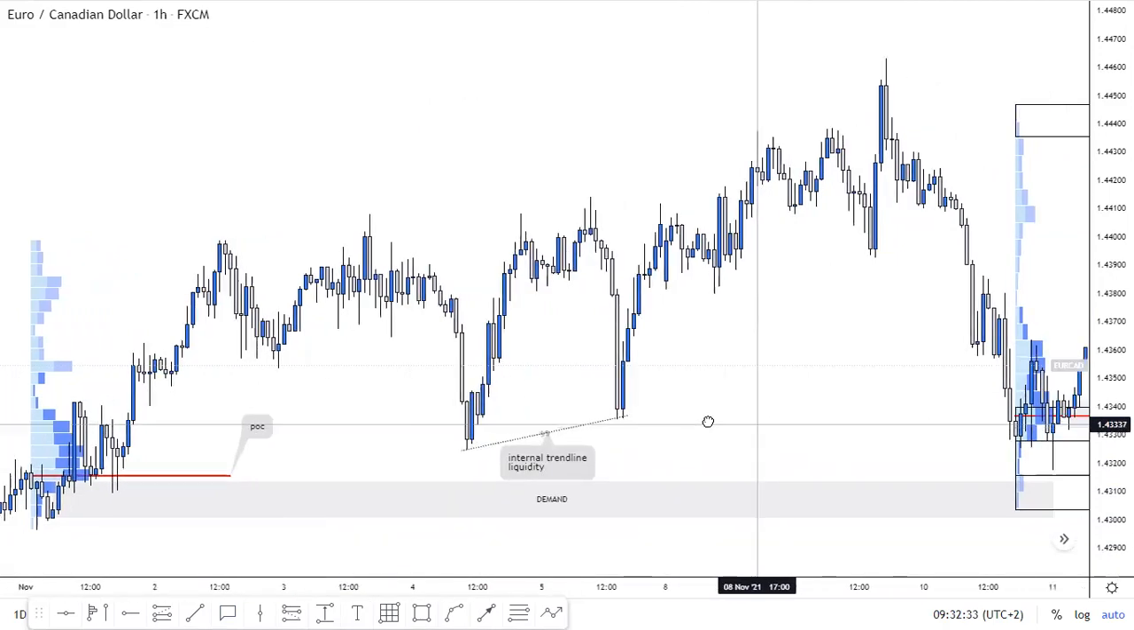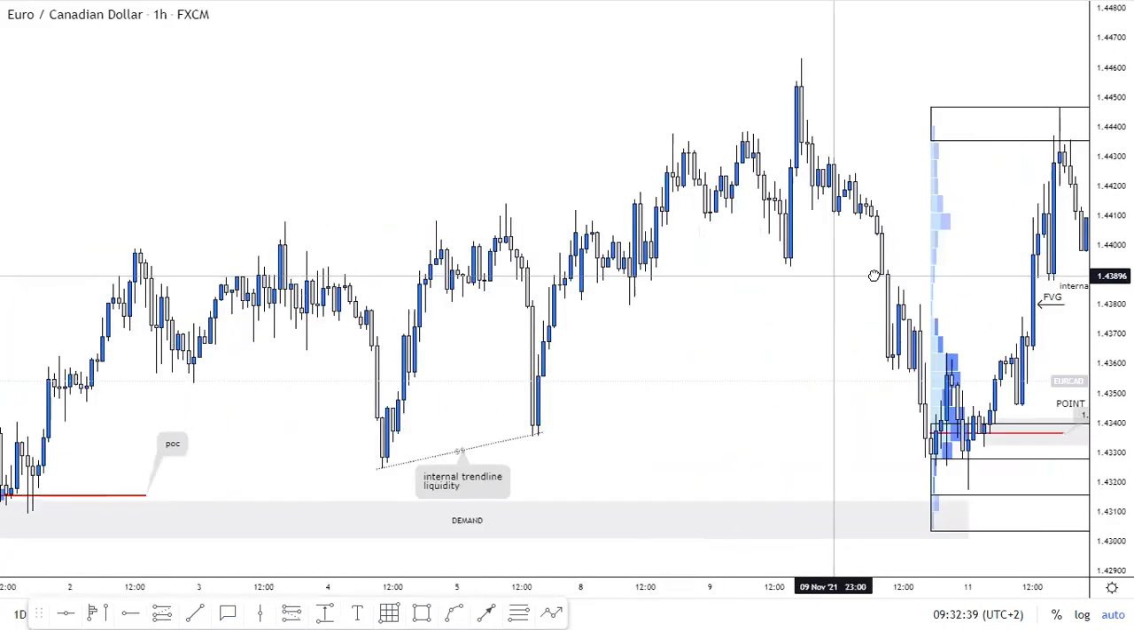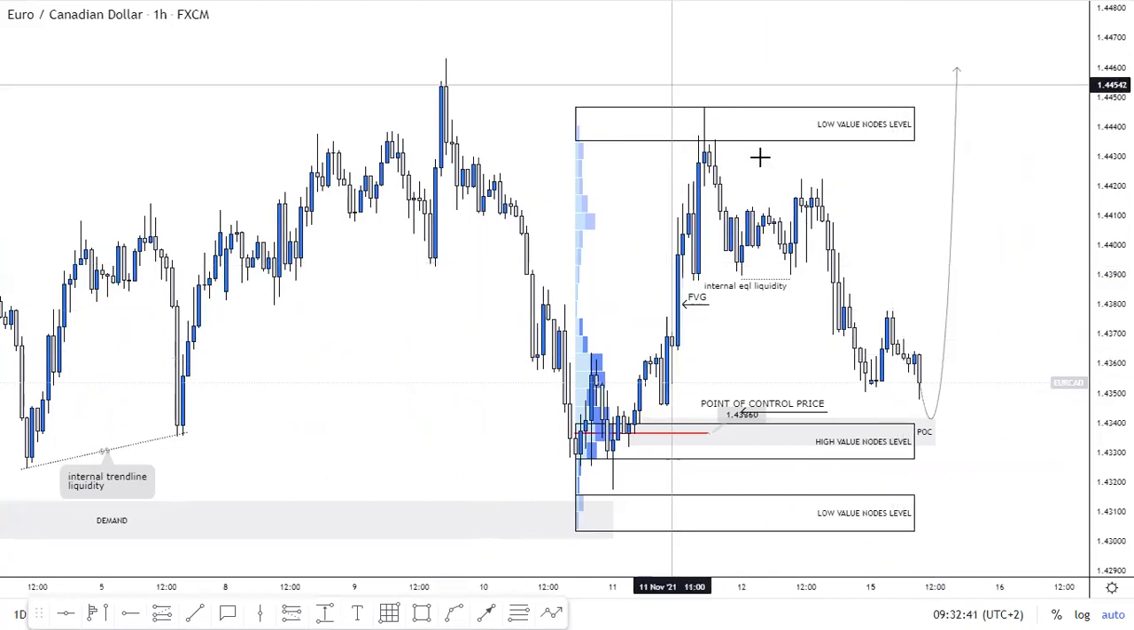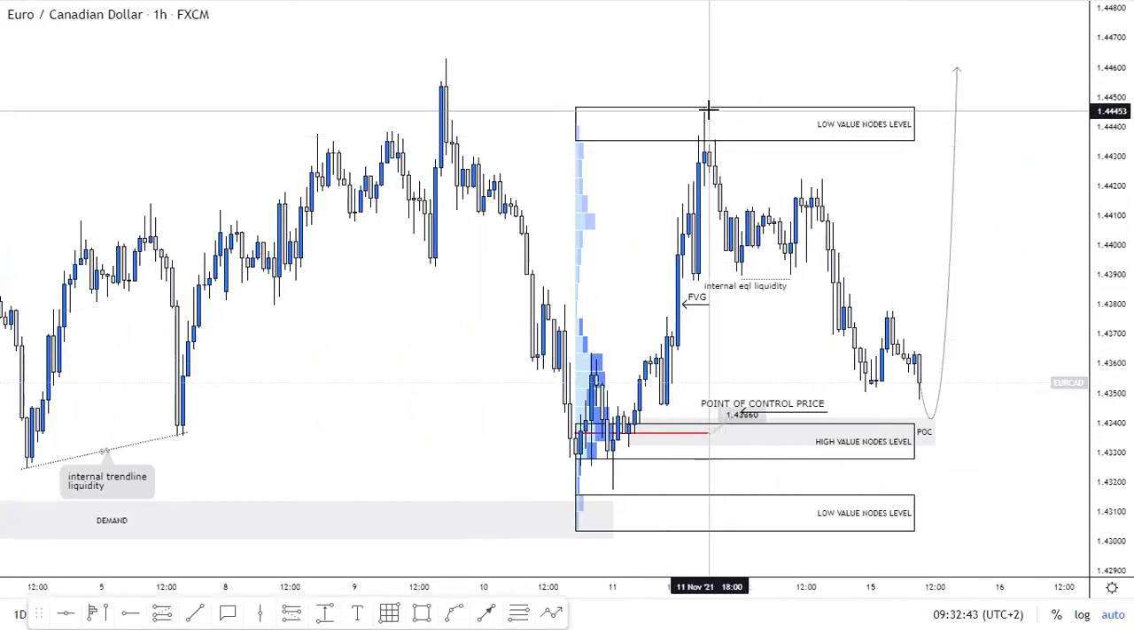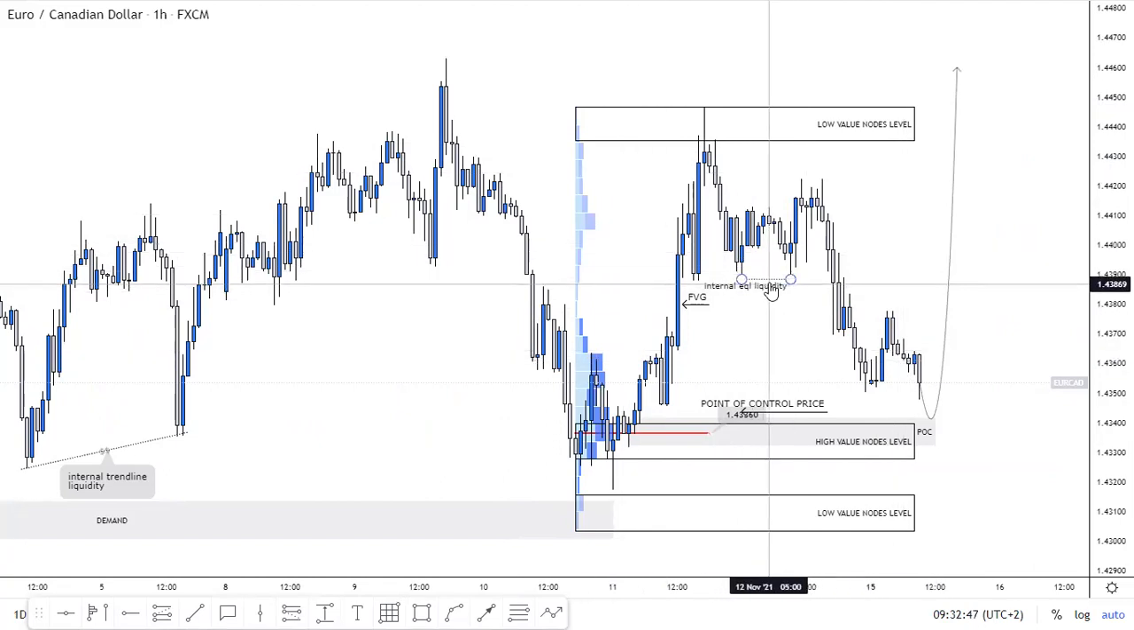And then the market came to that zone, and then pushed to the upside. You got a point. So now the market started doing a reduction in price. So here we had those equal lows liquidity, I mean, support and resistance liquidity.